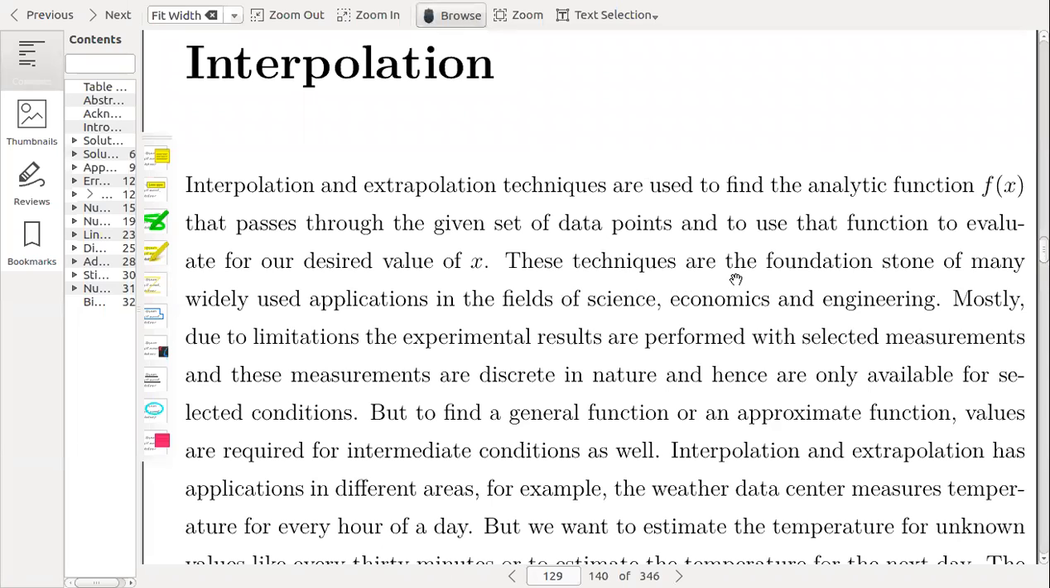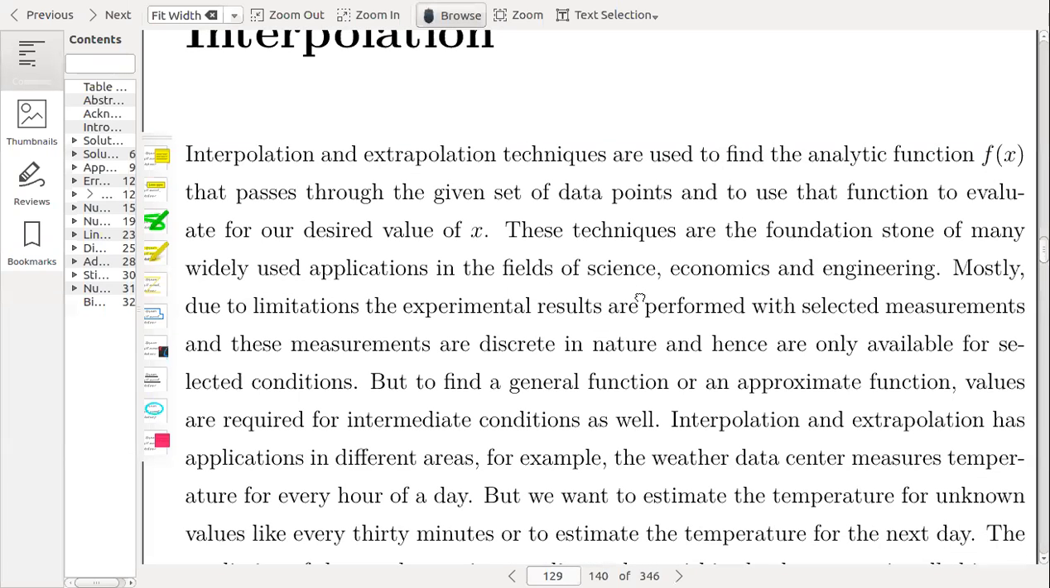These techniques are the foundation stone of many widely used applications in the field of science, economics, and engineering. So these methods are very useful and considered as the basics for applications in the field of science, economics, and engineering.